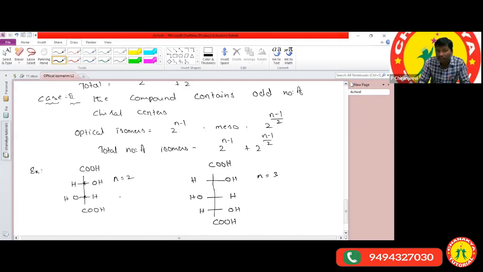In the first one, you get 2 power 2 minus 1 plus 2 power 2 by 2 minus 1. So 2 power 1 plus 2 power 0. 2 power 0 value is 1. Total number of isomers is equal to 3. But in this one, 2 power 3 minus 1 plus 2 power 3 minus 1 by 2. So 2 power 2 plus 2 power 2 by 2. 2 by 2 cancels, means 1. 2 power 2 value is 4. 4 plus 2 is 6. So this is the value.